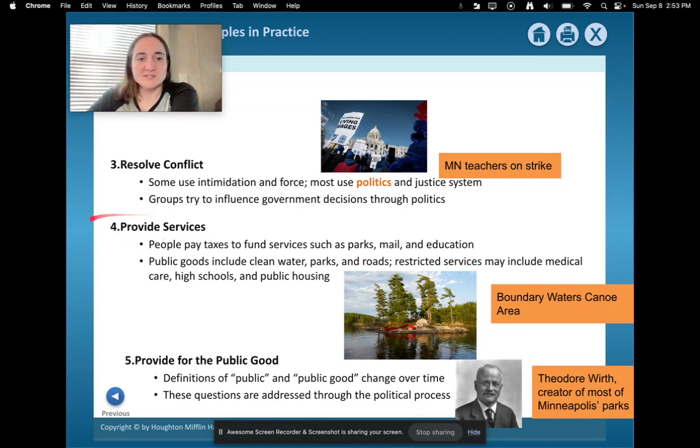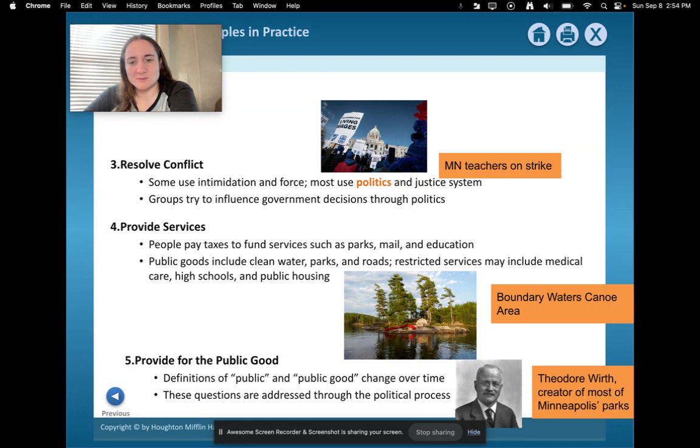4, to provide services, so people pay taxes to fund services such as parks, mail, and education. And public goods include clean water, parks, and roads. Restricted services may include medical care, high schools, and public housing. So like the Boundary Waters Canoe area, that's a really good example of providing services, because you can just go and explore nature, and it doesn't typically cost you too much money.